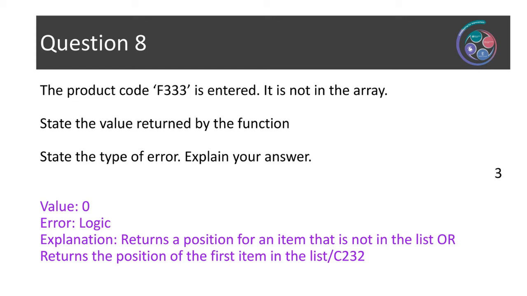So for the first mark, we're saying the value being returned is 0. For the second mark, we're saying the error is a logic error. And then we need to explain to be able to get that third mark. And your explanation is just a case of summarizing what I've just said there in terms of it returns a position for an item that is not in the list. Or you can be a bit more specific and say it returns the position of the first item in the list, which in this case is C232, not F333.